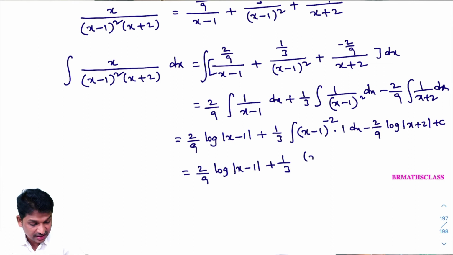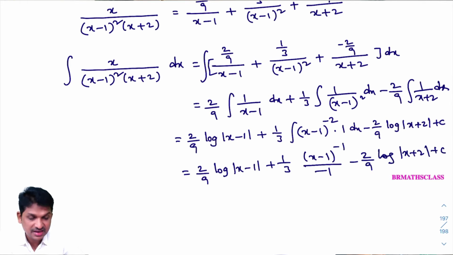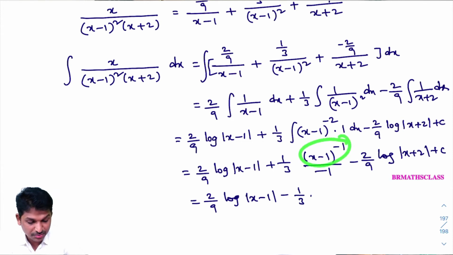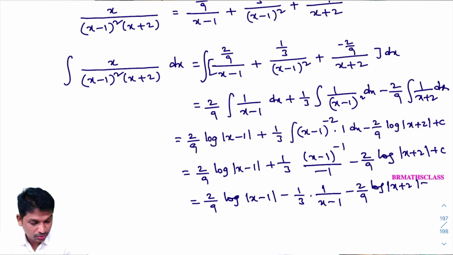Apply, what will you get? (x minus 1) whole power minus 2 plus 1, divided by minus 2 plus 1, minus 2 by 9 into log mod x plus 2 plus c. I hope you are understanding. A little bit of simplification. 2 by 9 into log mod x minus 1. Look here, plus of minus is minus. So minus 1 by 3 into (x minus 1) whole power minus 1, which can be written as 1 divided by x minus 1, minus 2 by 9 into log mod x plus 2 plus c.